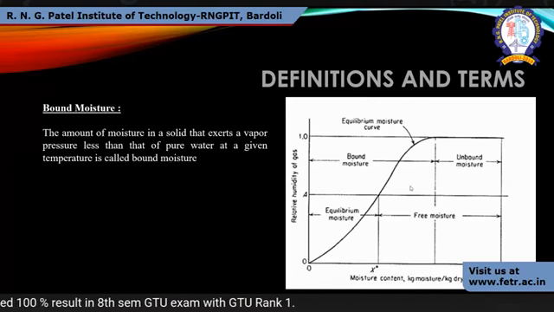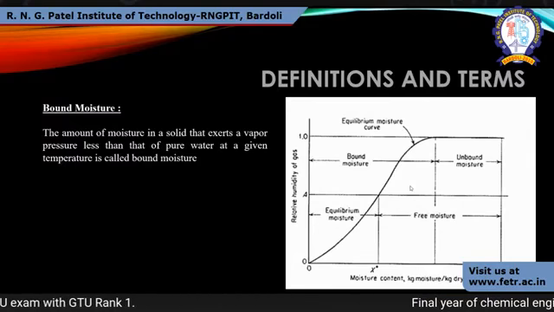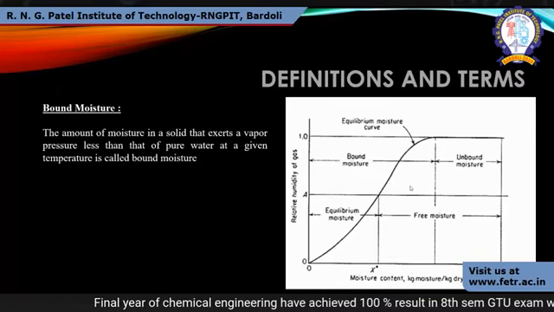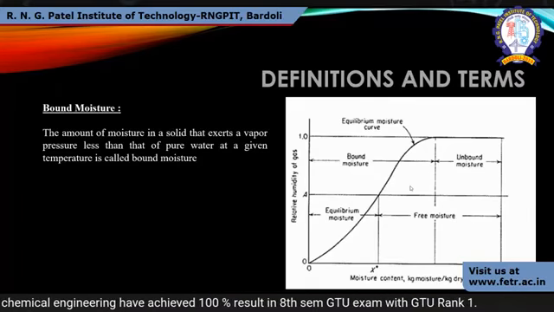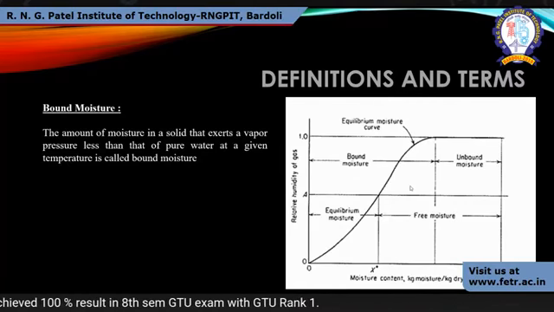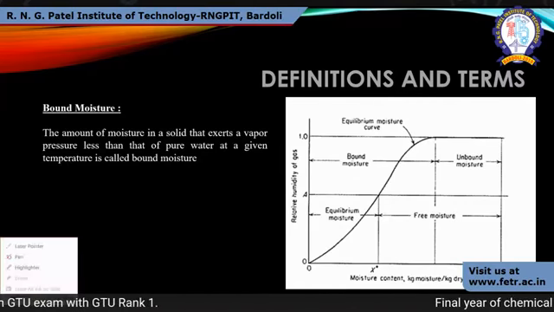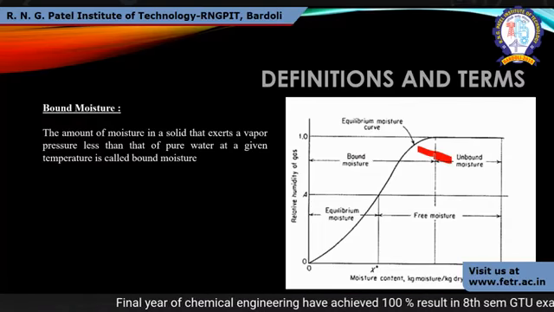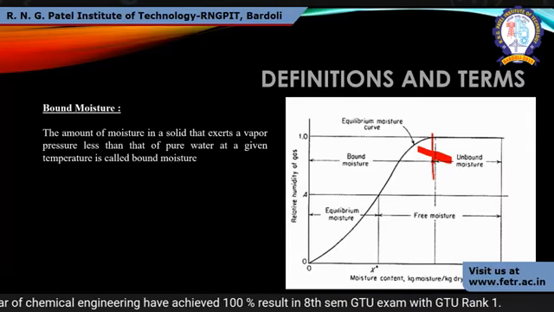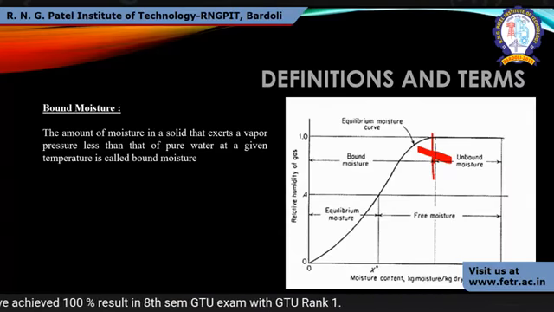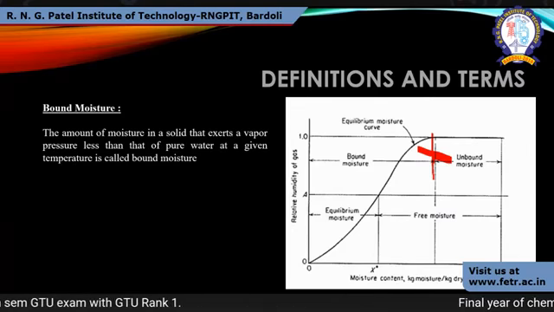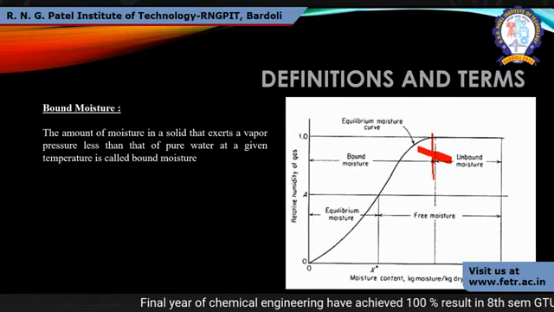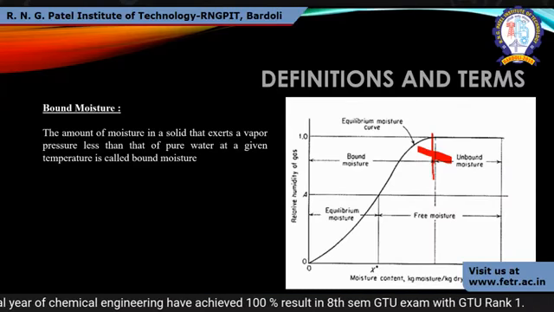If you have seen the curve, the bound moisture is shown up to where the graph is declining on the left side, right? So that is the bound moisture. If I can show you here, up to here, it is bound moisture, right? What is bound moisture? The amount of moisture in solid that exerts a vapor pressure less than that of pure water at a given temperature.